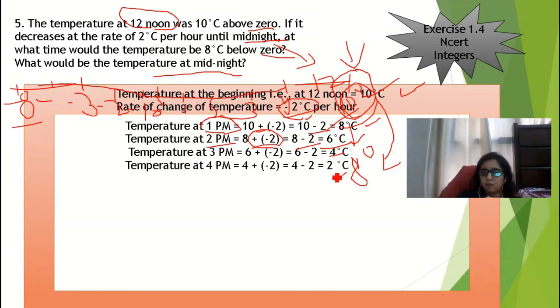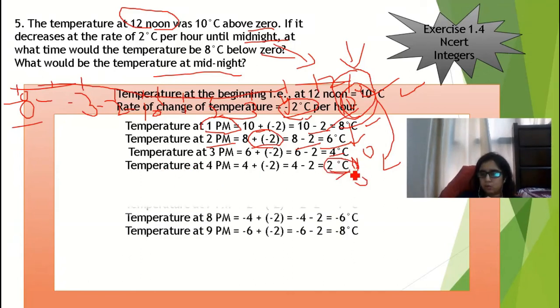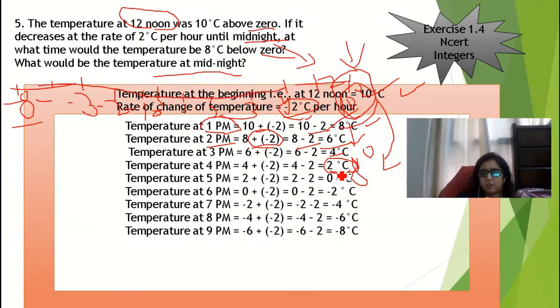Temperature at 4 pm, that is 2 degrees Celsius, and temperature at 5 pm, that is 2 plus minus 2, we will get the answer 0 degrees. Temperature at 6 pm, 0 plus minus 2, that is minus 2 degrees Celsius.